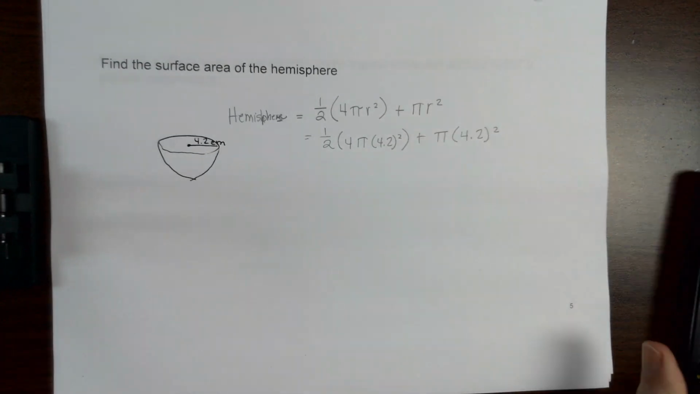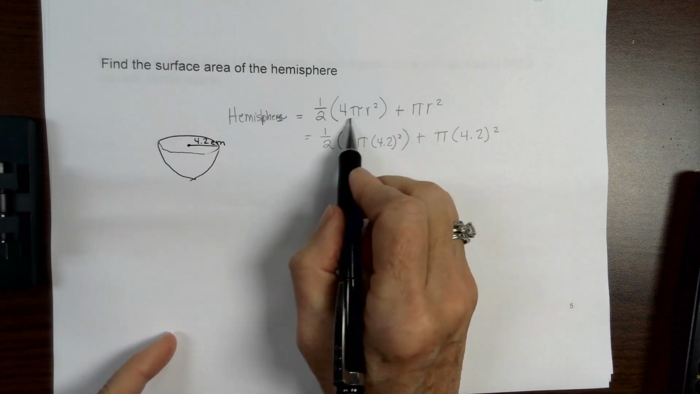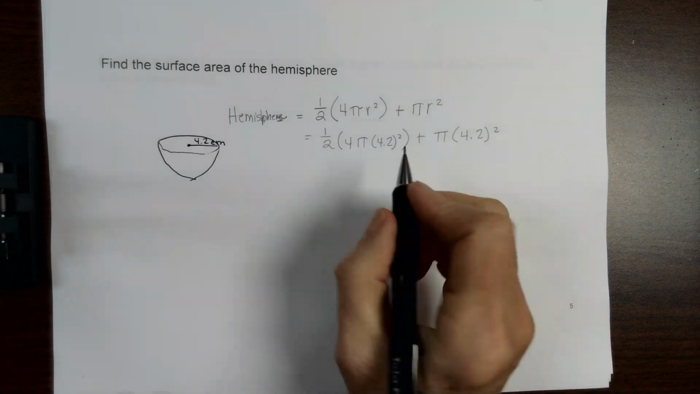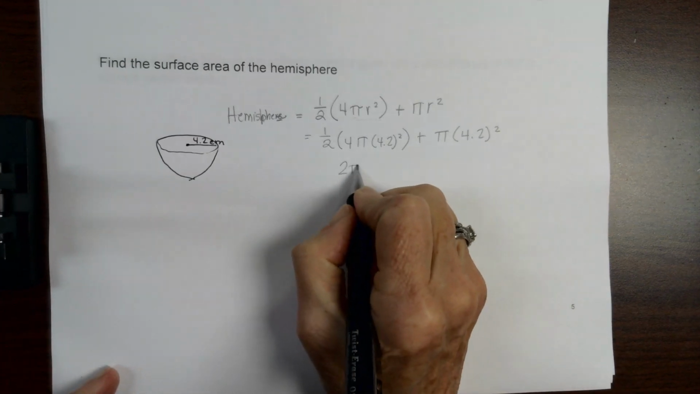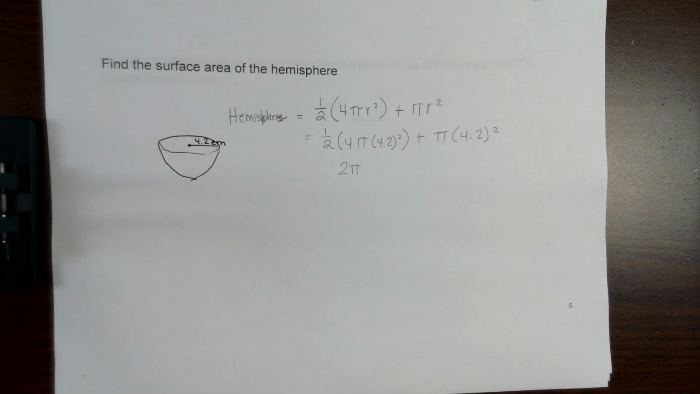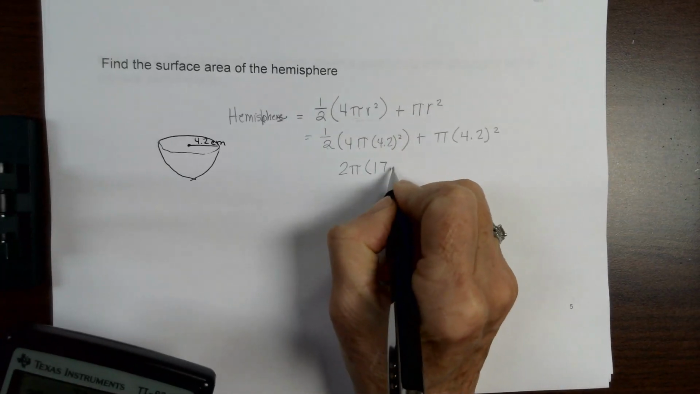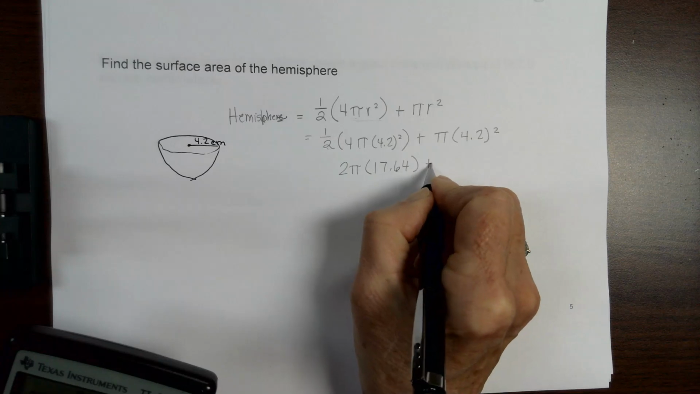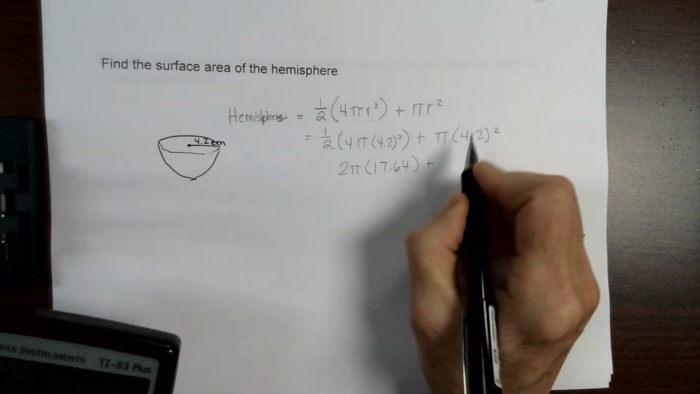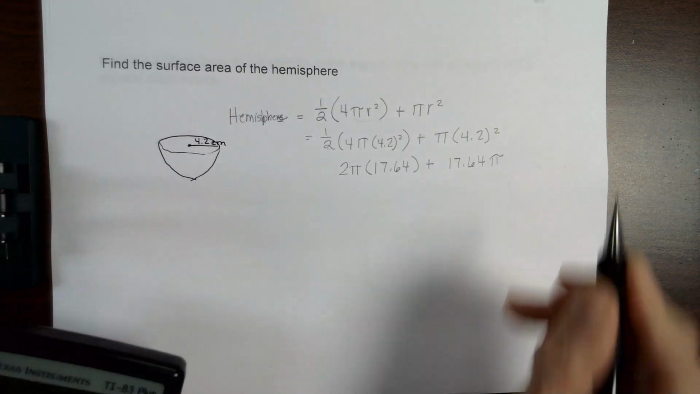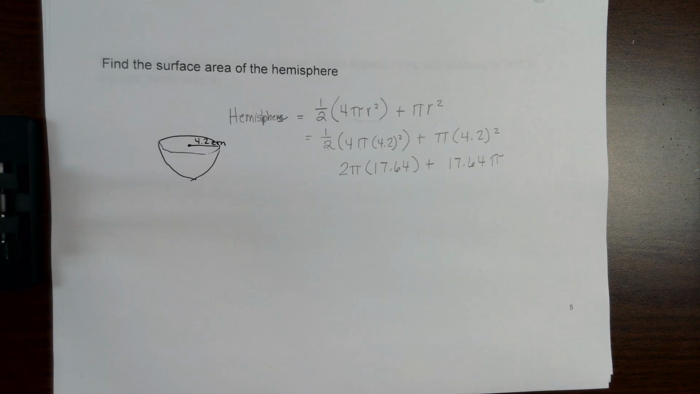Okay. Notice that this and this are similar here. All right, so basically I have 2 pi, because half of 4 is 2, and then I have 4.2 squared. So this is going to be 17.64. And so this is going to be 17.64 pi.